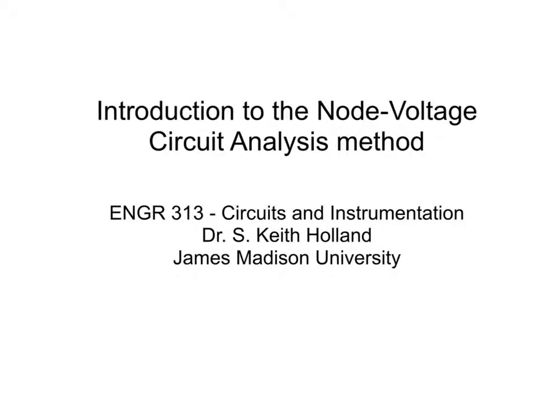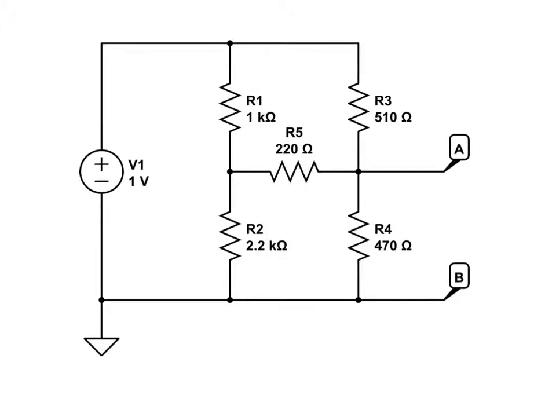Last class, we used the method of equivalent resistance to determine unknown parameters within a circuit. Now, what we're going to look at is a different method for determining or solving a circuit. To motivate the use of the node voltage method, let's take a look at a slightly more complicated circuit. In this circuit, we are interested in, say, determining the voltage or the potential difference that's developed across resistor R4.